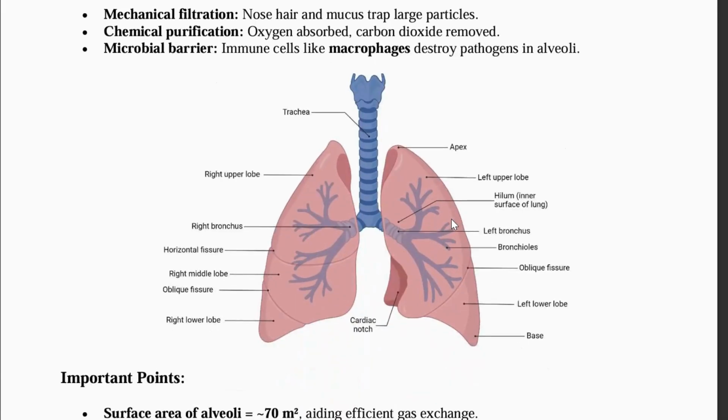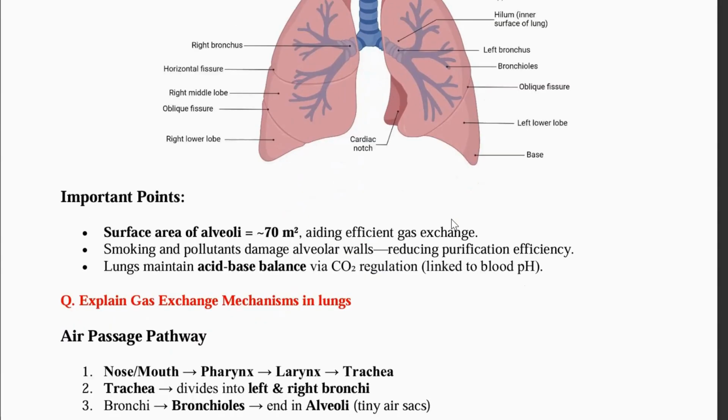This is the structure of the lungs. You have to write this. Important points: the surface area of the alveoli is approximately 70 square meters, aiding efficient gas exchange. Smoking and pollutants damage that. The lungs maintain acid-base balance via CO2 regulation, which is linked to blood pH.